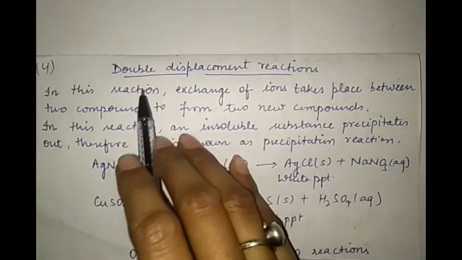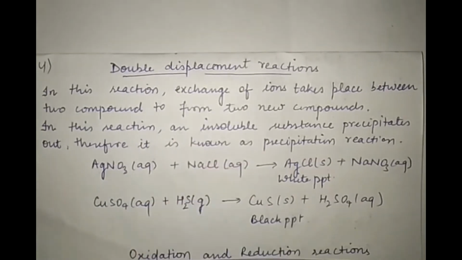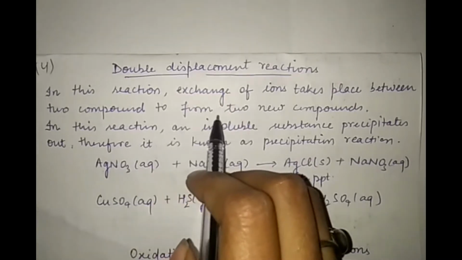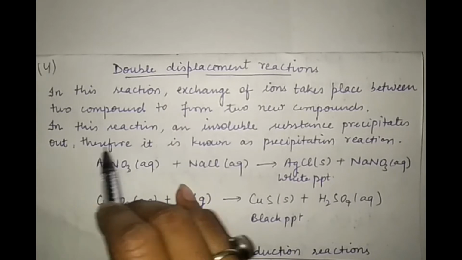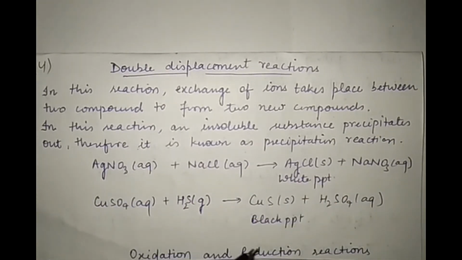Now the fourth type of chemical reaction is double displacement reaction. In this reaction, exchange of ions takes place between two compounds to form two new compounds. In this reaction, an insoluble substance precipitates out, therefore it is also known as precipitation reaction. So in double displacement reaction, generally exchange of ions takes place between the two compounds which are reacted in a chemical reaction, and here a precipitate formation takes place, therefore these reactions are also termed as the precipitation reactions.